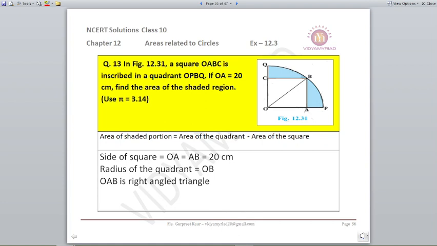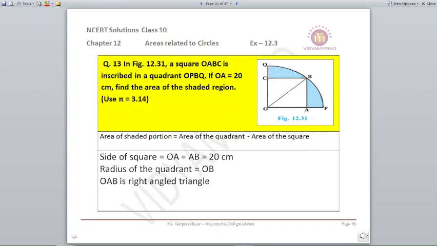Next, a square OABC is inscribed in a quadrant OPBQ. If OA is 20 centimeters, find the area of the shaded region. Now how are we going to find? We are given a square, we are given a quadrant. Now from the quadrant, if we subtract the square part, we will get the shaded portion. So total quadrant and we need to have square information.